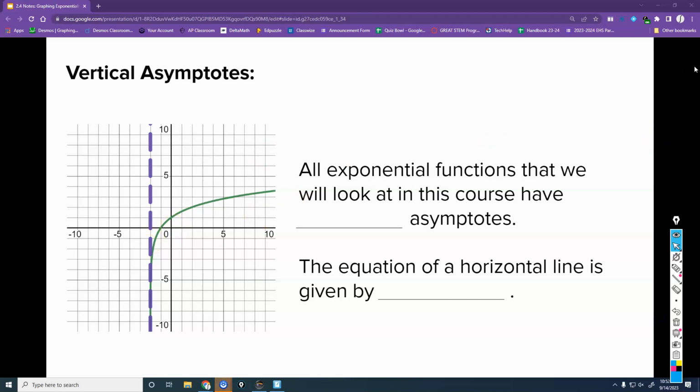Okay. So, logarithmic functions. Oh, I did not fix this on my notes. Let's fix this. This is a mistake. All logarithmic... I copied and pasted that slide and I didn't fix it.